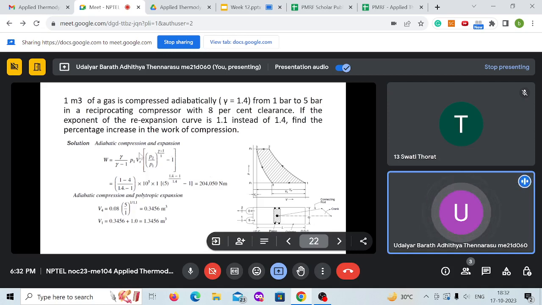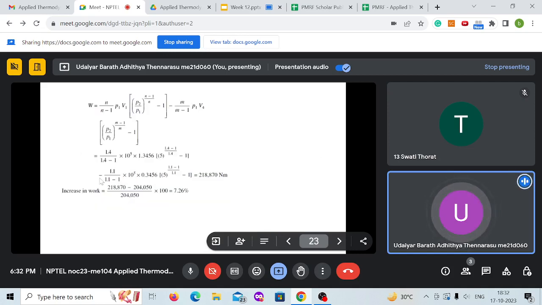So if you see V4, you have to take a difference. If you take a difference, what you will get is the swept volume, V1 minus V4. V1 minus V4 is the swept volume Vs. So this W directly gives you the difference in work done for the compression and expansion process.